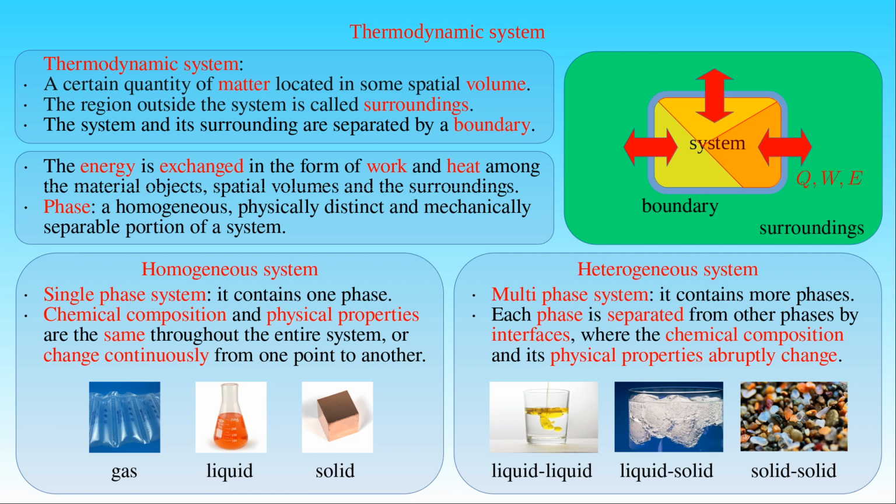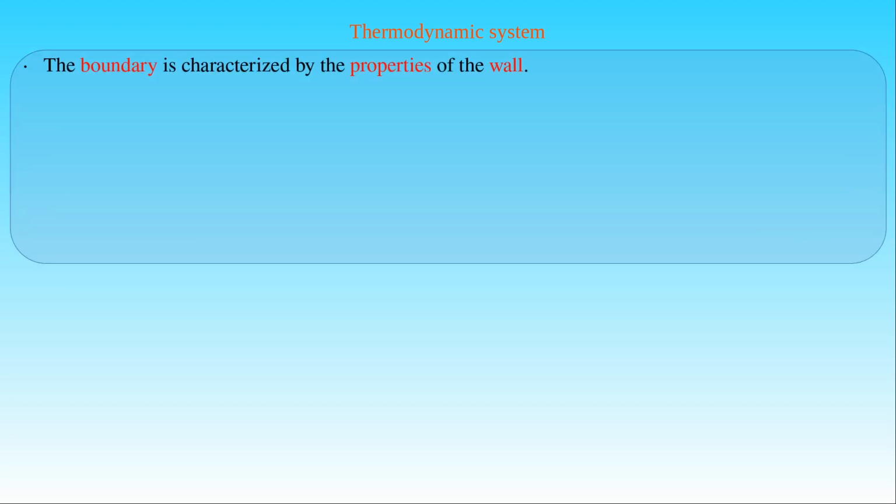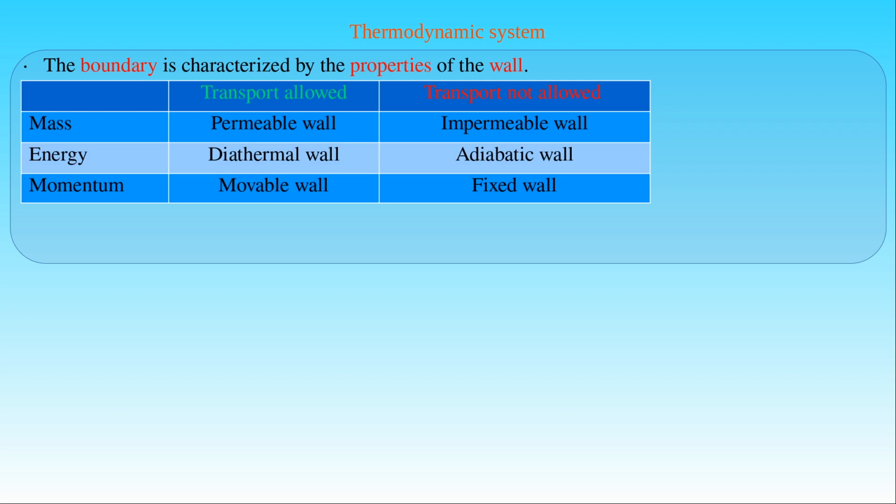As opposed to the phase interfaces considered as simple thin layers in heterogeneous systems, the boundary between a thermodynamic system and its surroundings can have different fundamental properties, which determine the transport processes through the wall representing the boundary. We distinguish between three different types of transport through walls: the transport of mass, the transport of energy, and the transport of momentum. Based on this distinction, we compiled this table containing all the possible types of walls applied in thermodynamics.